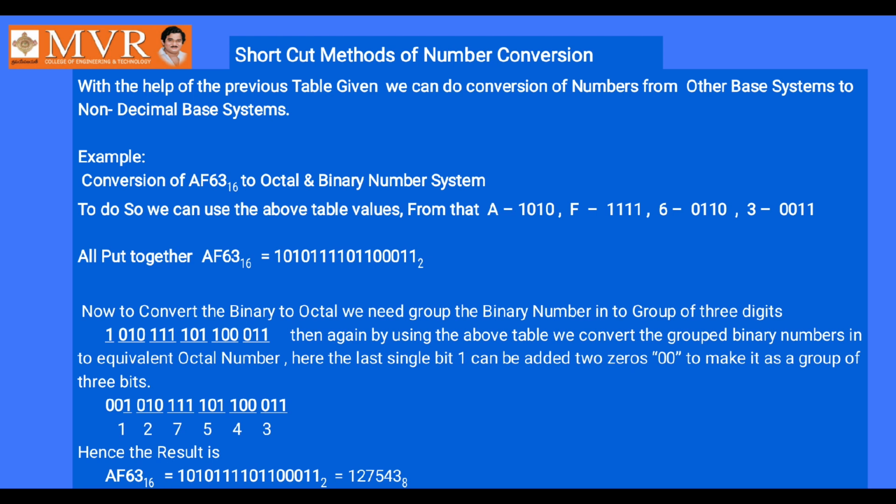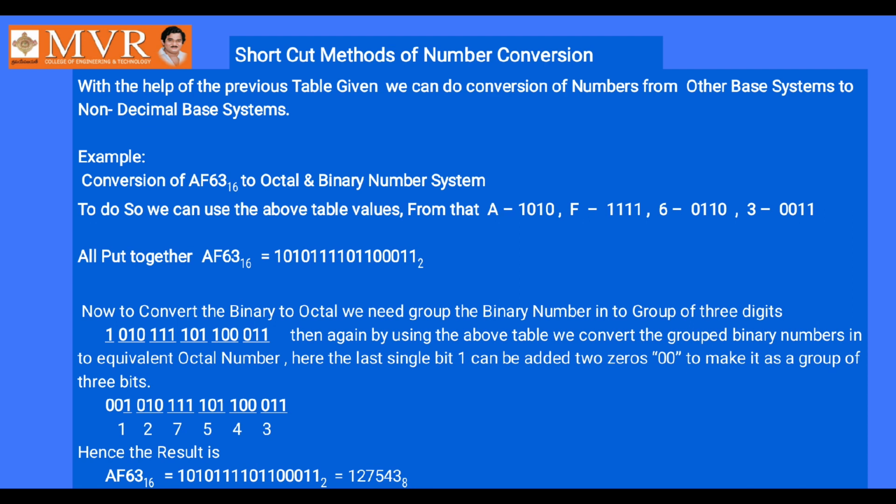Now, to convert the binary to octal, we need to group the binary number into groups of 3 digits. Why groups of 3 digits? You see in the octal table, we have 0 to 7. They are from 000, and the last one is 111. So 8. Here octal base 8 is nothing but the equivalent of 2 power 3. Why 2? Only zeros and ones, 2 values are there. 2 power 3, 8 combinations we will get.